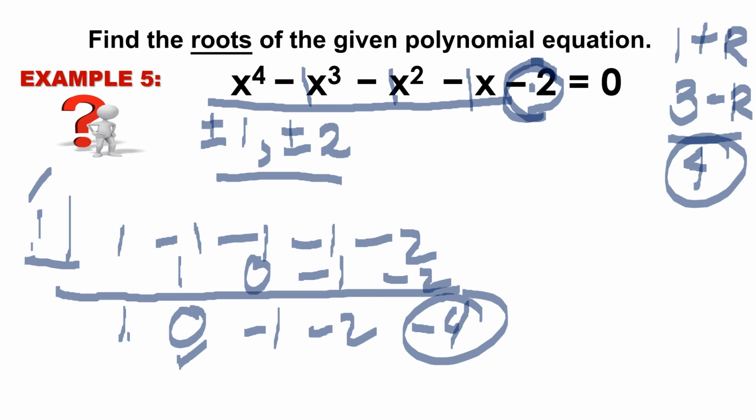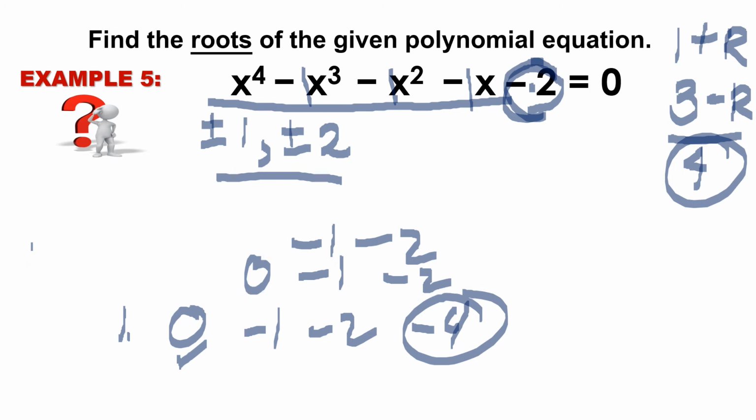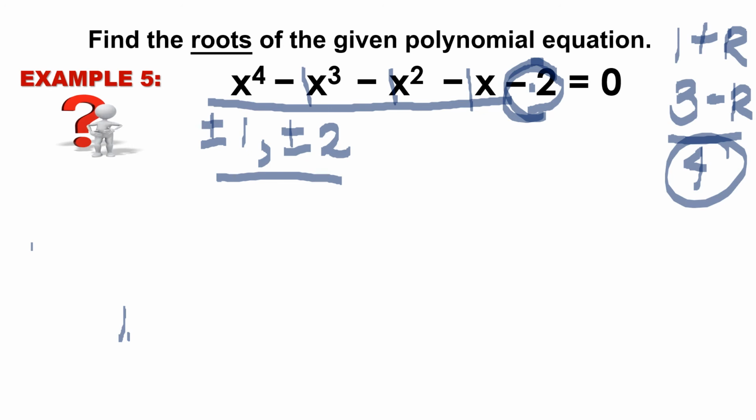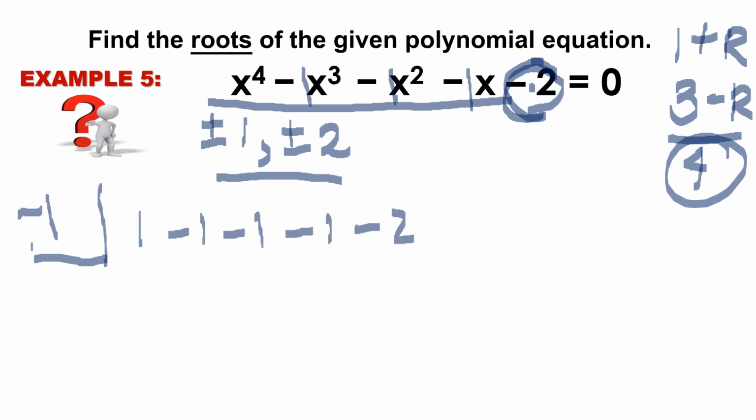So, let's erase and try now negative 1, because positive 1 is not. We are expecting 3 negative roots anyway. So let's have negative 1 and then copy all the coefficients: 1, negative 1, negative 1, negative 1, negative 2.